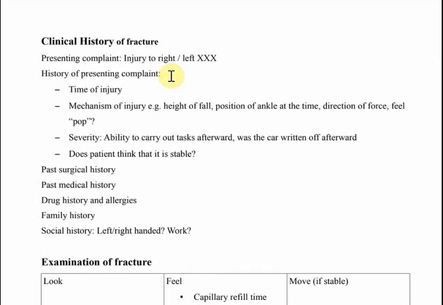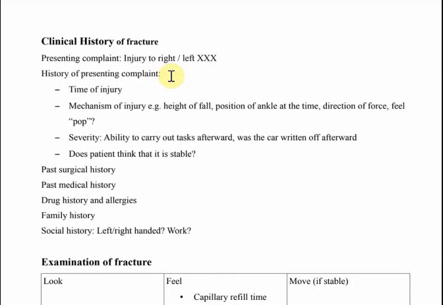After that, it's important to take a presenting complaint, a history of presenting complaint. How did it happen? Was it a fall? Did the patient feel a pop? Was the patient able to carry out his or her normal tasks afterwards? So imagine yourself having a fall. What were the sequence of events?